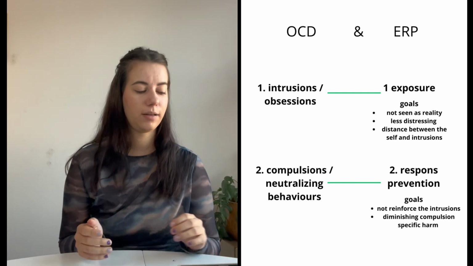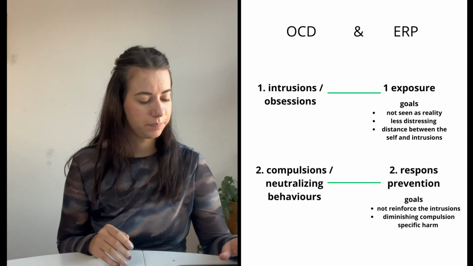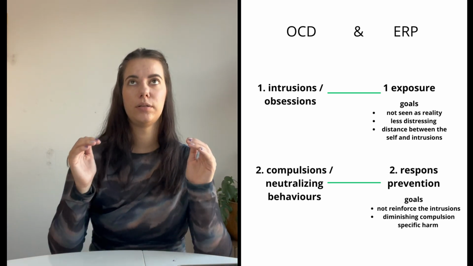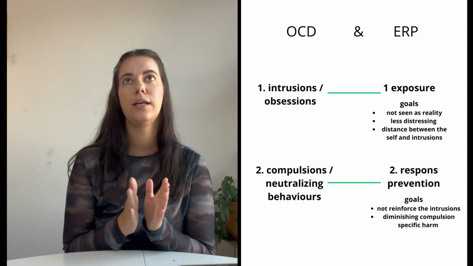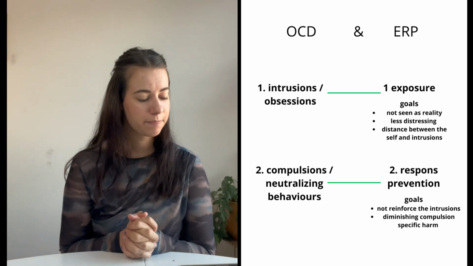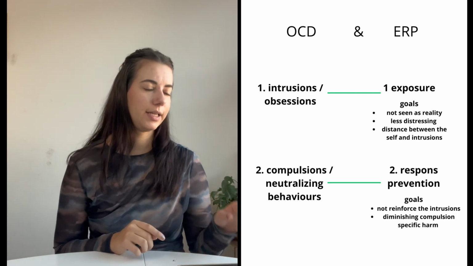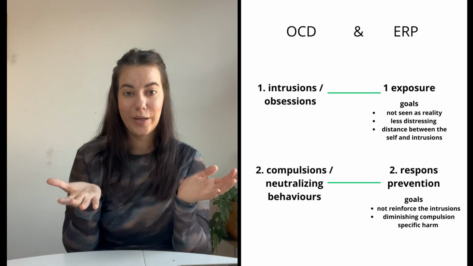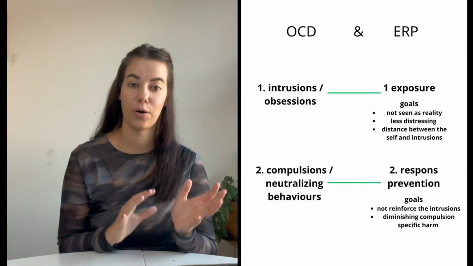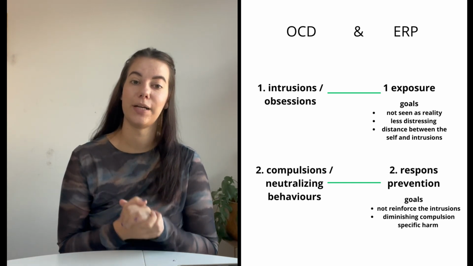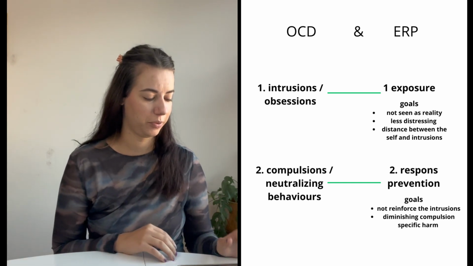So by diminishing those compulsions, it hopefully rectifies some of those negative effects. And if you look at the image, you can see that both of the reinforcing parts will eventually go away. And instead, we can start to build an upward cycle by doing the intrusion exposures and the response prevention.